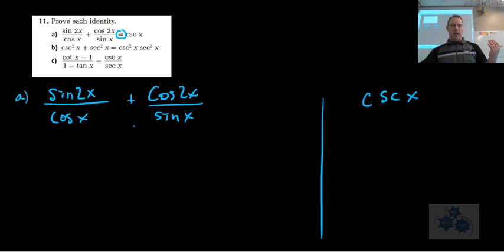Now, one of the tips is to start with the more complicated side. The more complicated side has more terms. It has different trig functions. So obviously this left side would be the more complicated side. It's easier to simplify a complicated side than it is to make a simple term more complicated. There's just so many different ways you can go. It's limited if you're trying to whittle things down.